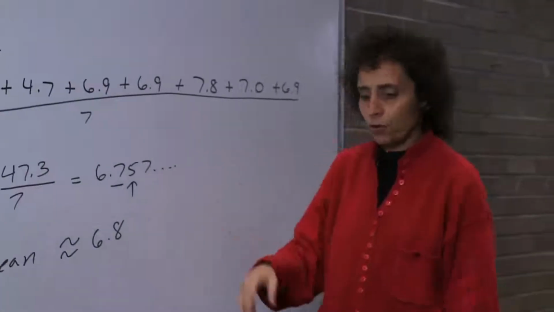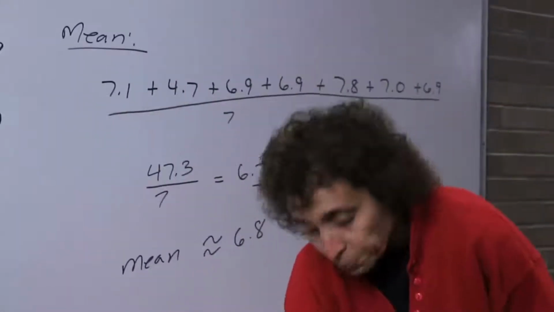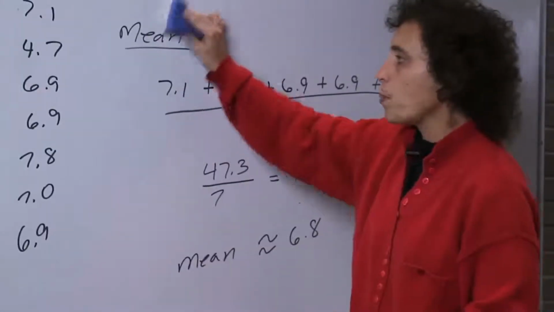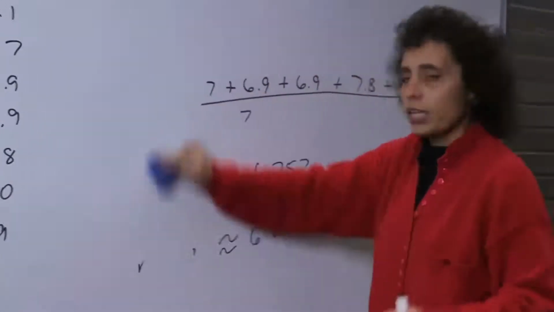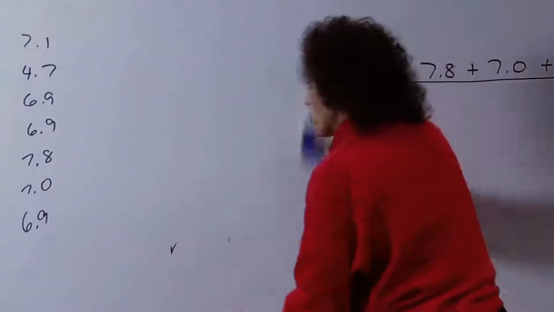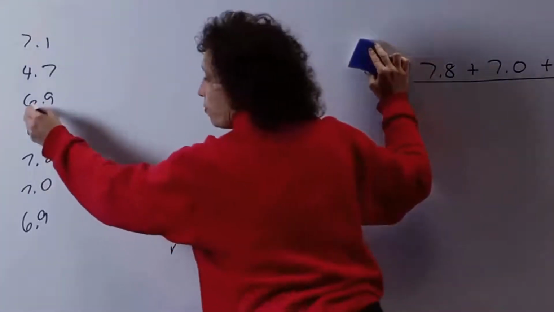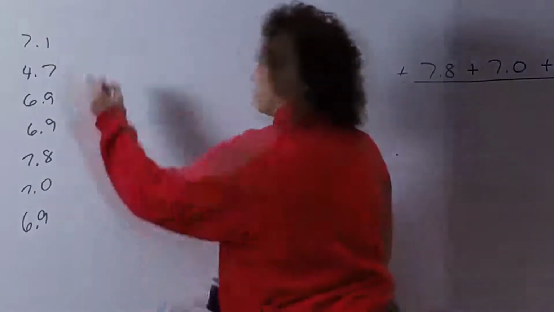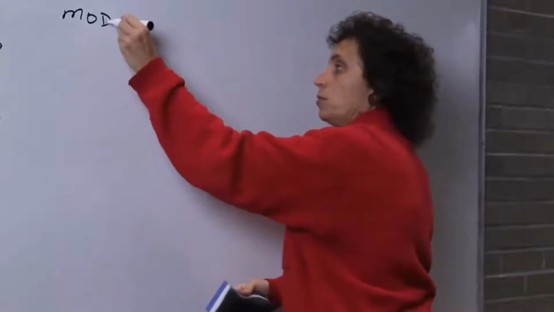I'm going to do the mode first. Okay, the mode is really simple. The mode, remember, MO. The mode is the number that appears most often. So looking at these numbers, the number that appears most often is 6.9. Okay, so the mode is 6.9. That's all you do. Just look. That's kind of cool.